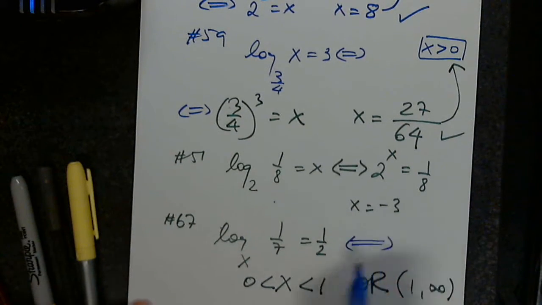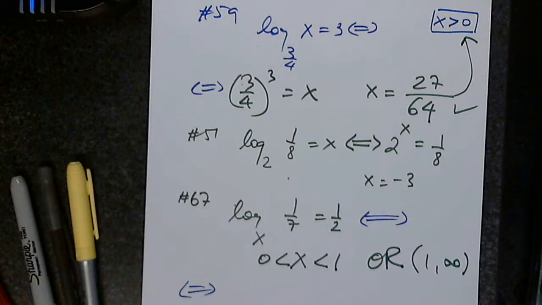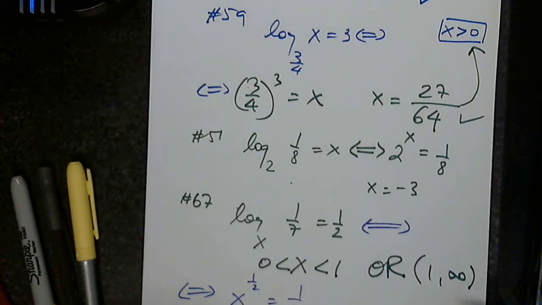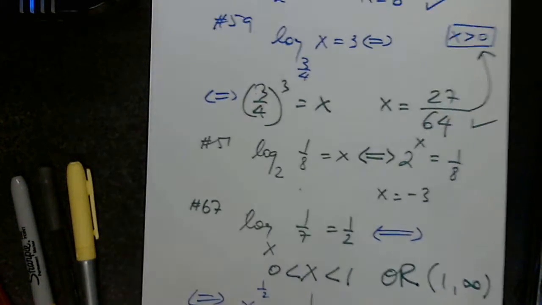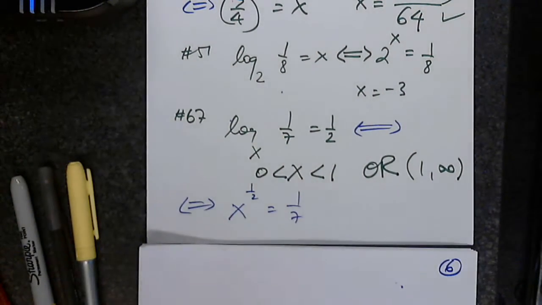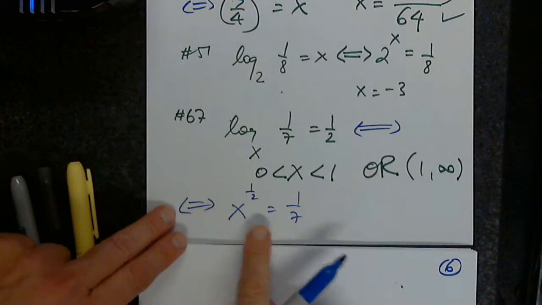So then I can change this into an exponential equation. How do I change that? x to the 1/2 equals 1 over 7. Good. So I hope I didn't copy it incorrectly. Let me see. I copied it correctly. Good. So then, what is the next step here? I have to solve this equation. Is there any other way of writing this equation?